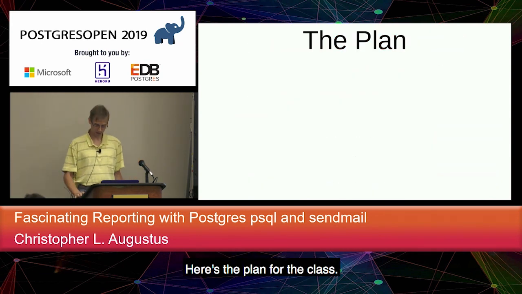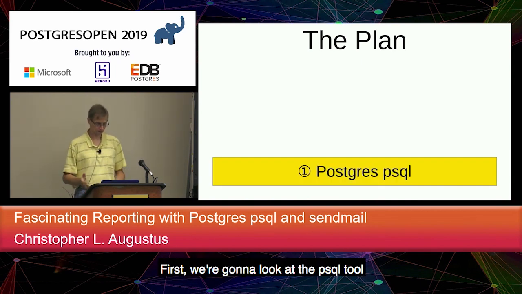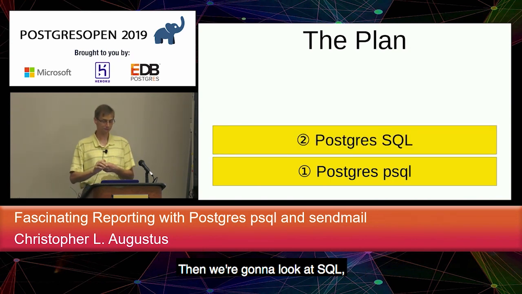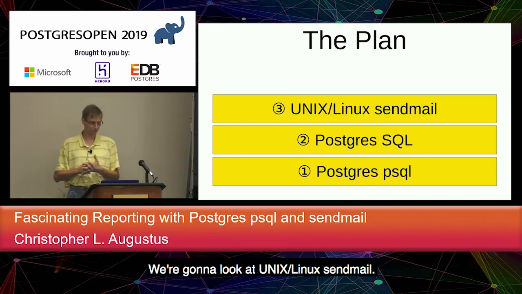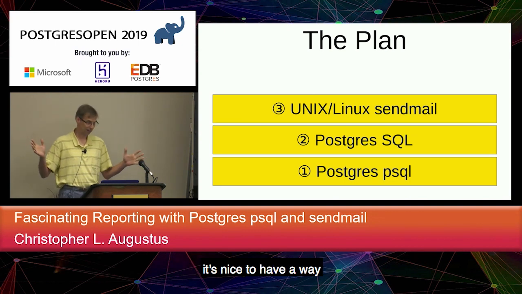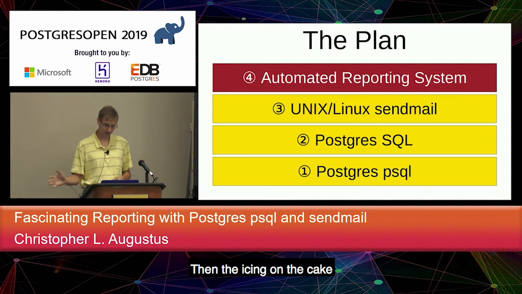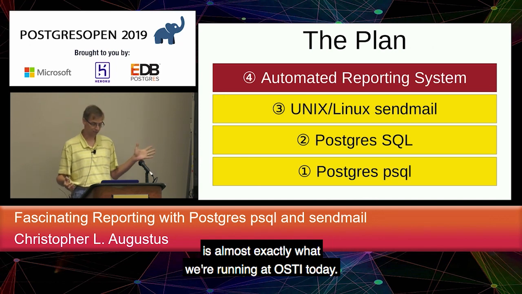So here's the plan for the class. It's busted up into four pieces. First, we're going to look at the PSQL tool that you get with Postgres. Then we're going to look at SQL. Then we're going to change gears for a little bit and look at Unix, Linux, SendMail. If you create these reports, it's nice to have a way of sending them out by email, and this is one way of doing it. Then the icing on the cake is an automated reporting system, which is almost exactly what we're running at OSTI today.